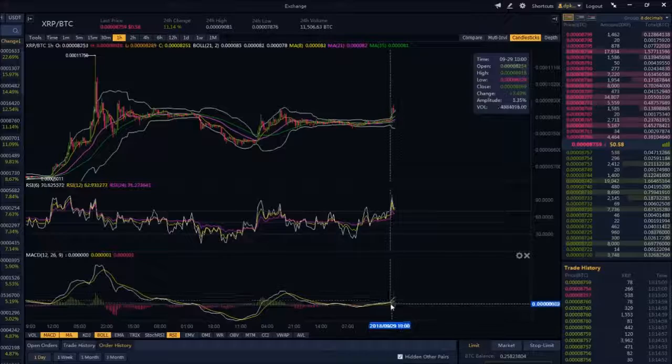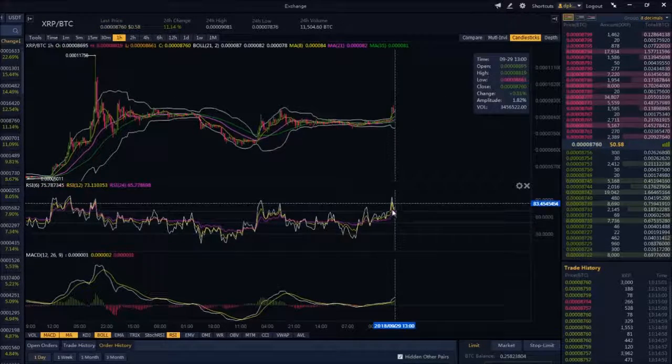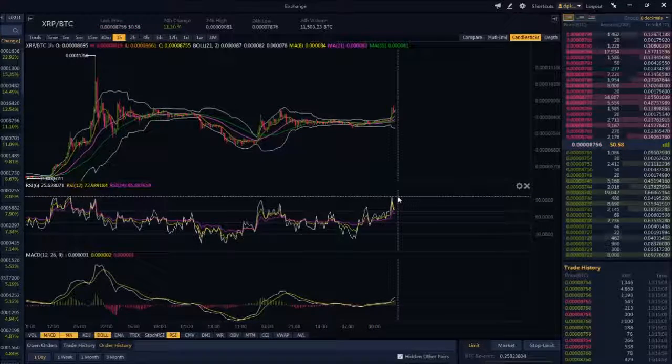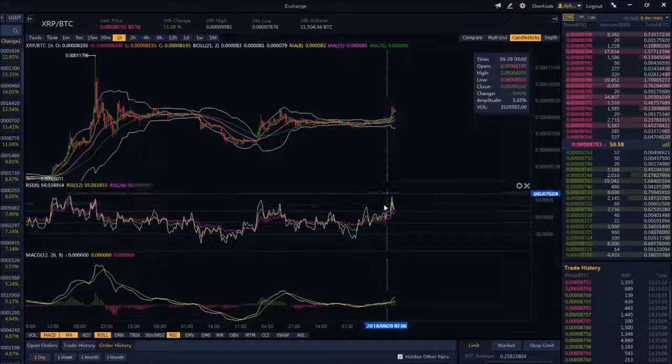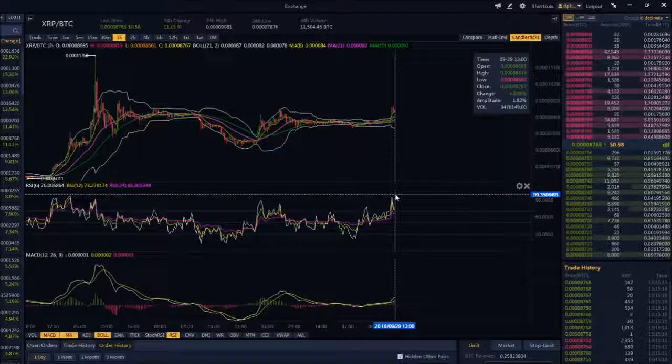I can see this is trying to get back down to neutral. I can see the MACD, the RSI. The RSI is way up in the 90s, telling me that that's actually massively overbought.